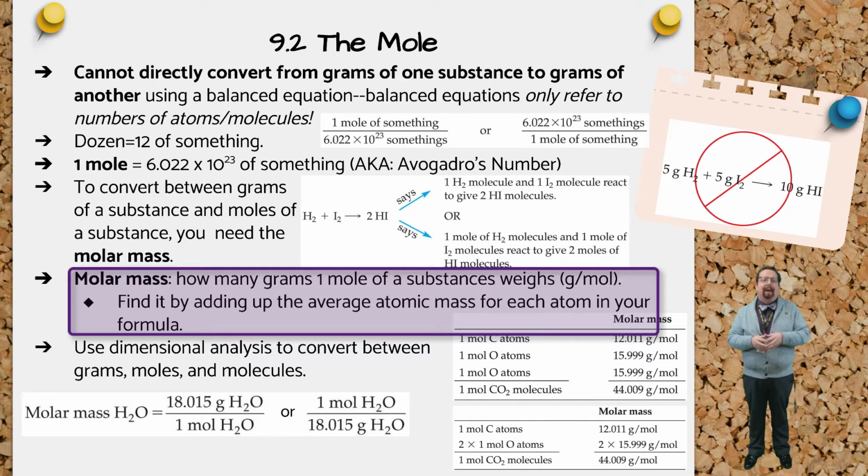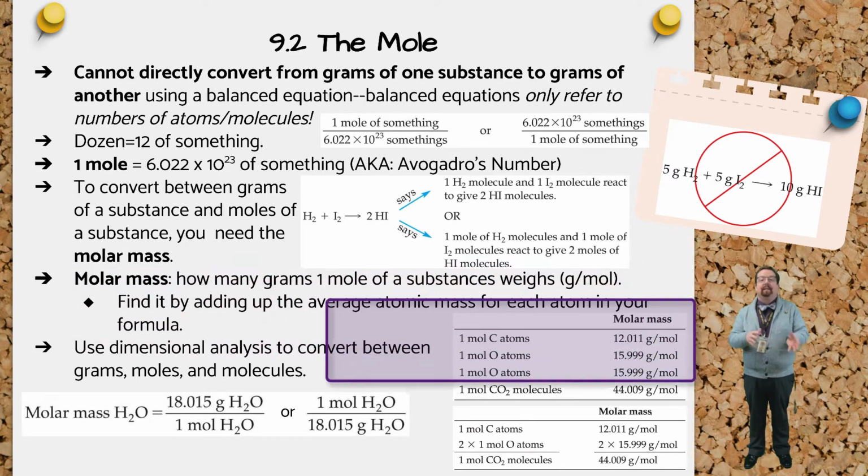To find the molar mass, you add up the average atomic masses from the periodic table of each atom of each element in your formula. If you'll remember, average atomic mass is in units of AMU, not grams per mole. But because 1 AMU is defined as 1/12 of the mass of 1 mole of carbon-12 atoms, we learn that AMU and grams per mole end up as the same quantity, just different units.